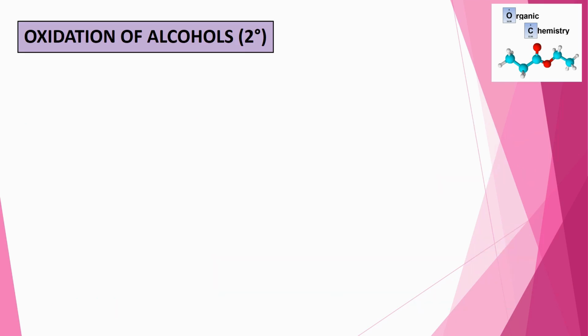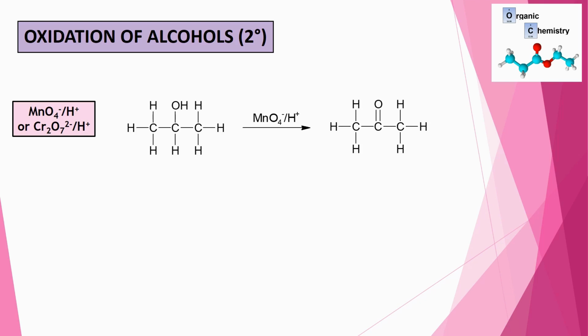What if we had a secondary alcohol? Remembering, if we classify a secondary alcohol, it is an alcohol that has the OH functional group attached to a carbon that is itself joined to two other carbons. So notice this carbon attached to the OH group is attached to a carbon on the left and one on the right, two different carbons, so it's a secondary alcohol.